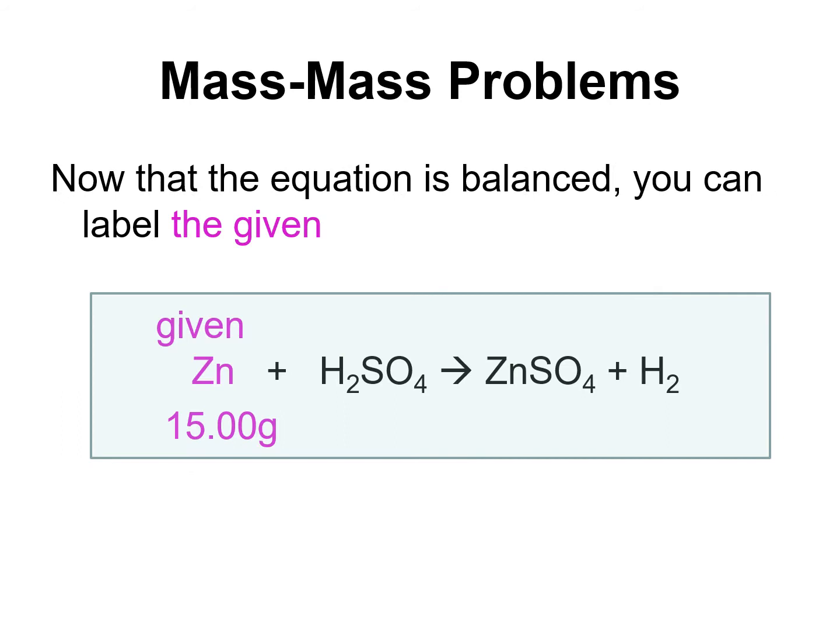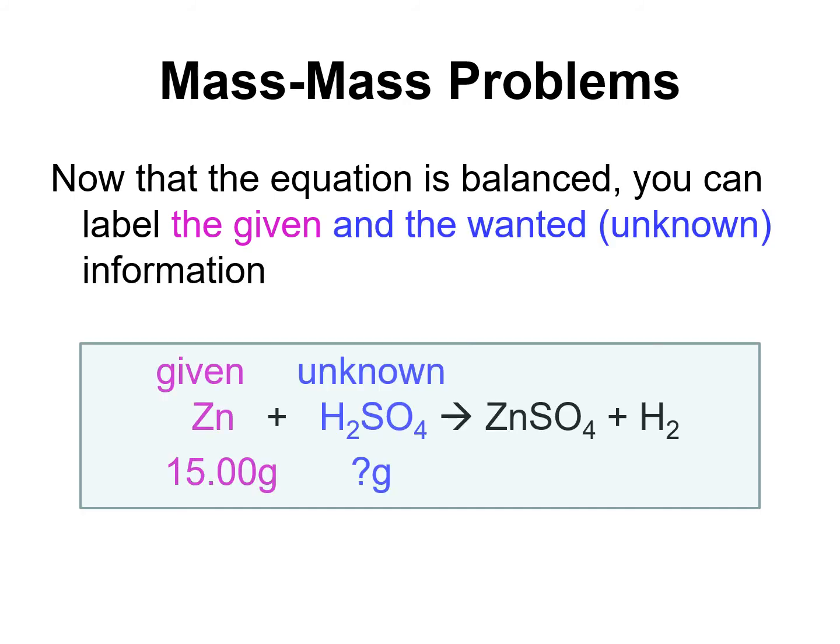As I told you before, this is an important step. If I were you, I would now write what I'm given somewhere close to the equation. We have 15 grams of zinc. I would write what I want to find, which is an amount of sulfuric acid.